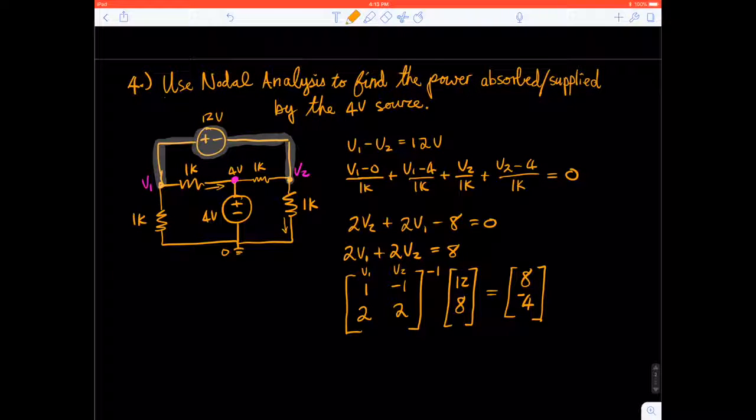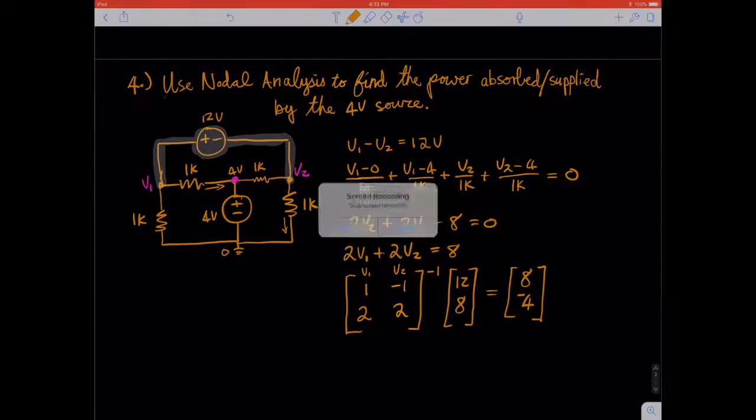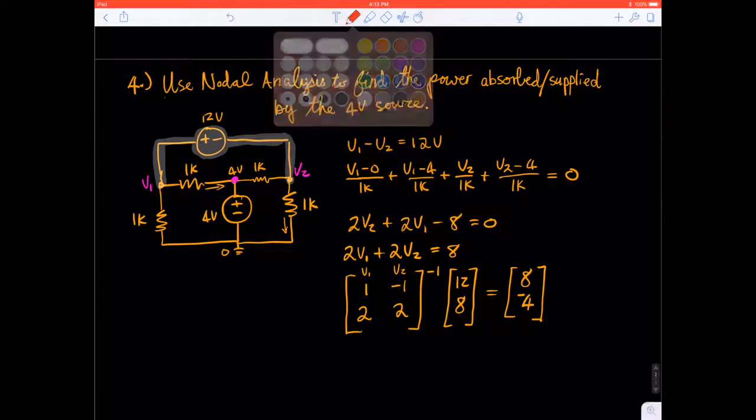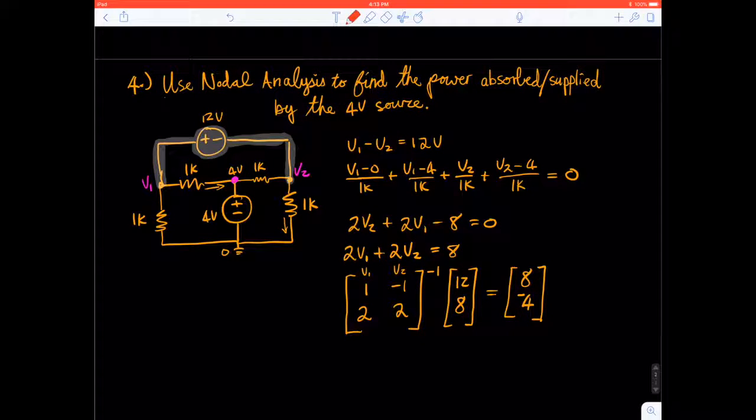So this gives us a lot of insight into the circuit, because basically what we're saying is that right here, this is equal to 8, and this is equal to minus 4. All right, so we want to know how much power is either supplied or absorbed, we don't know yet, by this 4-volt source. You can kind of already just guess what it's going to be, but we'll do it the slow way. So we can write some more equations to describe this.